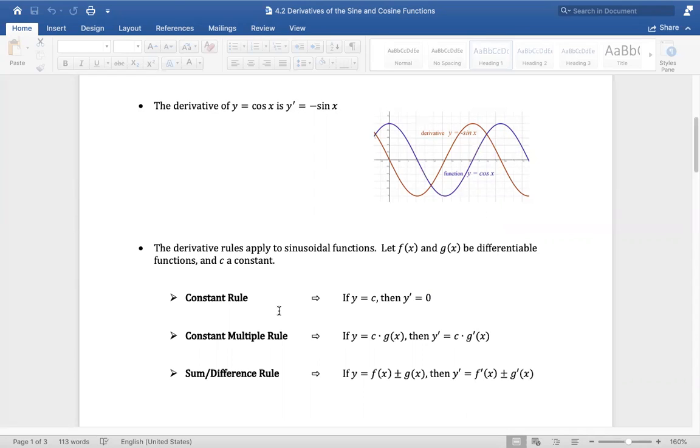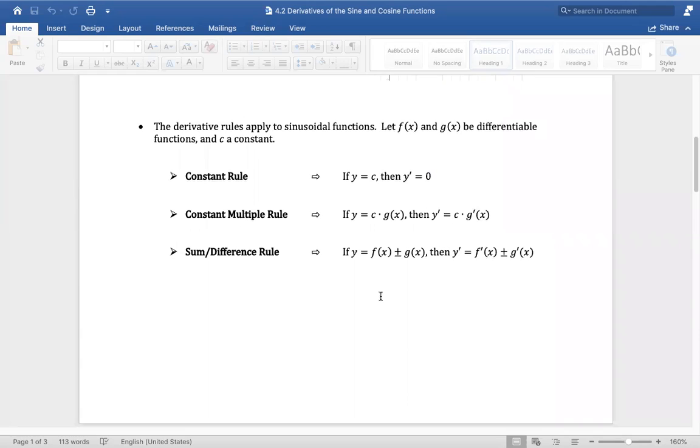So let's look at some more derivative rules. The derivative rules apply to sinusoidal functions as well. So if f of x and g of x are differentiable functions, and we'll say c is a constant, a number. So the constant rule, we won't have an actual example of this, but if I just had y equals a number sitting there on its own, then the derivative of that would be 0, which is what we've done so far, right?